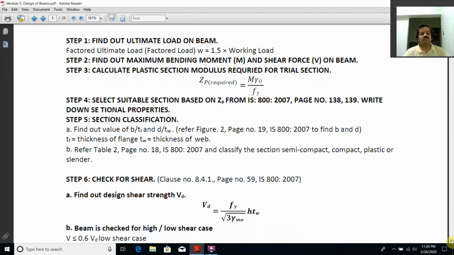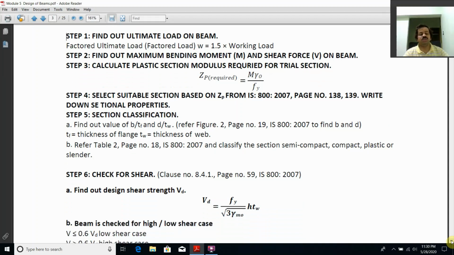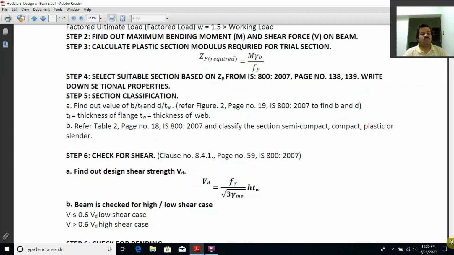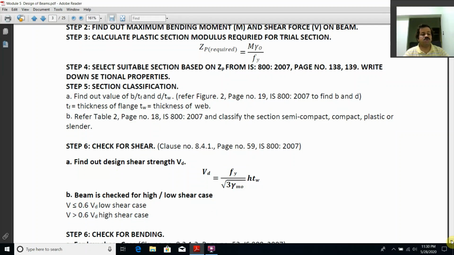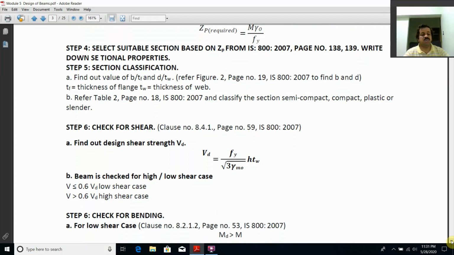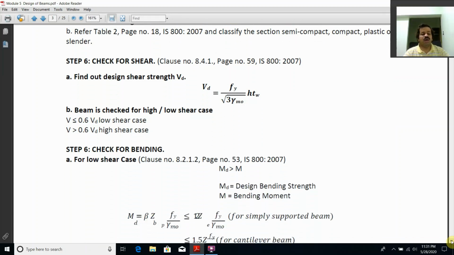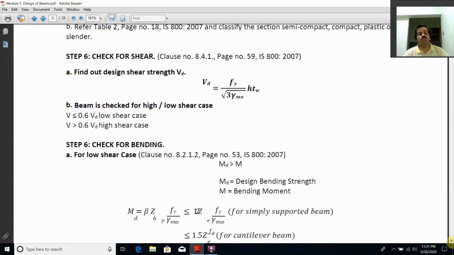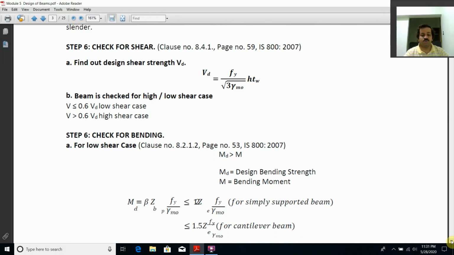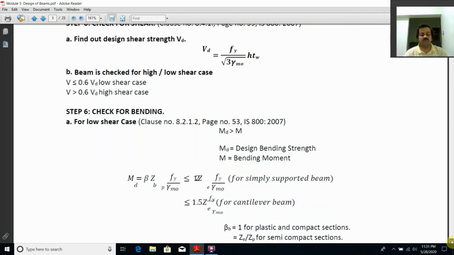Vd is going to be fy by root 3 gamma m0 into A v, where h is the depth of the web and tw is the thickness of the web, which we are going to refer from the steel table. Then we check whether the shear force is less than 0.6 times Vd, or more than 0.6 Vd for the high shear case. The same way we check for bending strength here, and whatever bending strength I get should be more than the actual bending moment, and then we say it is safe. This formula is on page number 53 of IS 800 2007, which I'll be showing later.